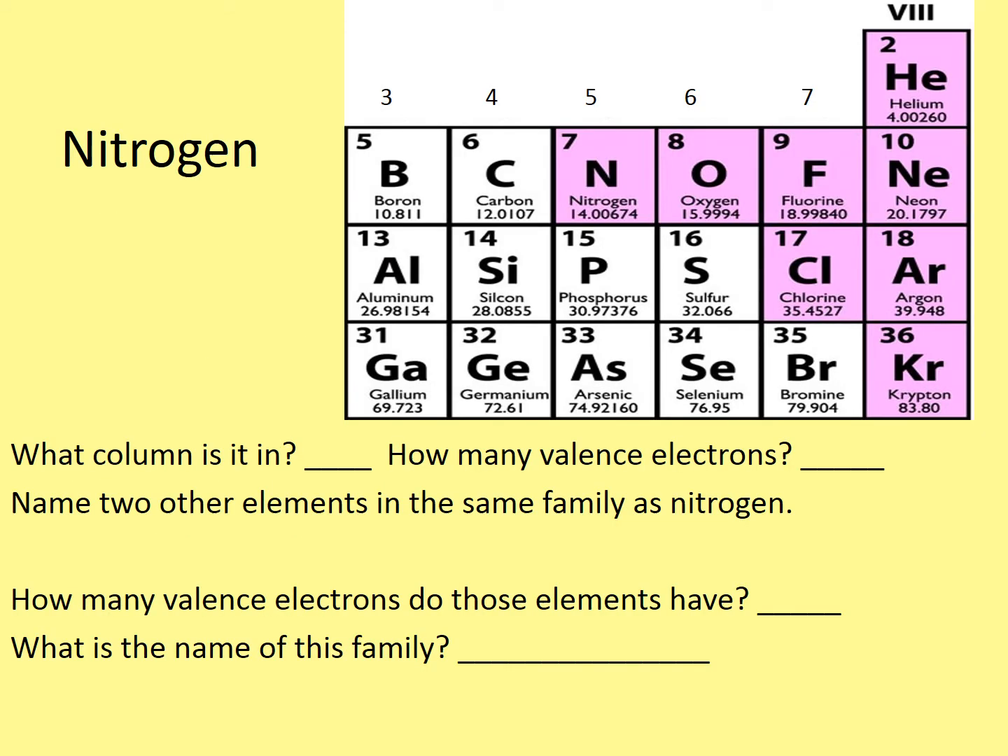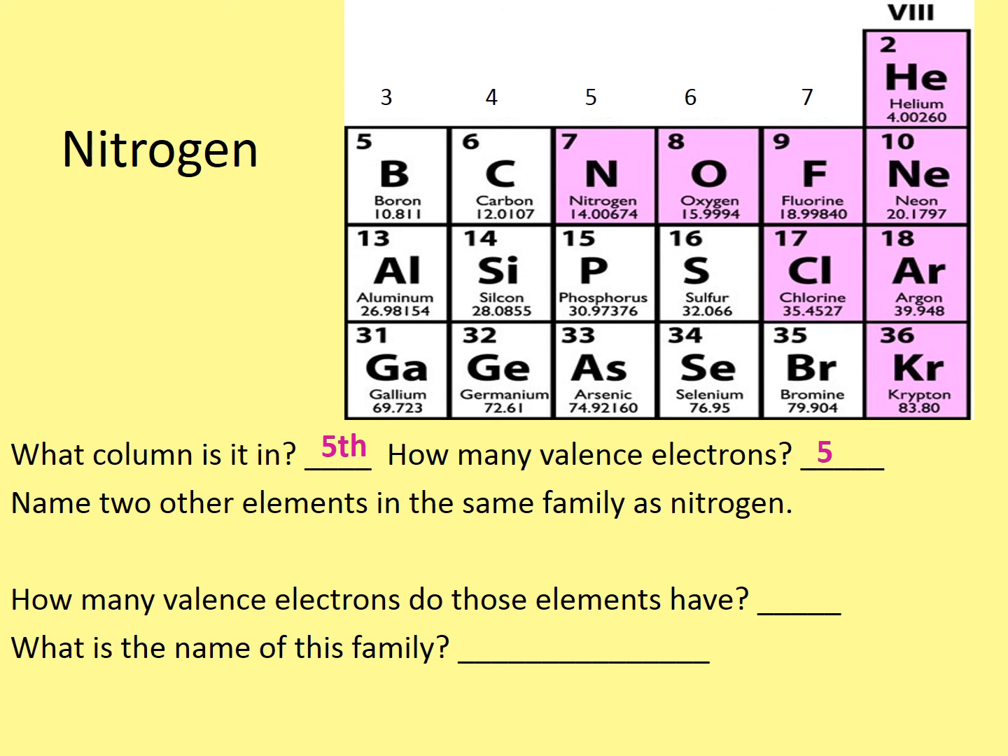So let's practice what we've learned today. So first of all, find the element nitrogen. Now, I don't have the whole periodic table there, so I do have the column numbers up above it. So what column is it in? It's in the 5th one, right? So how many valence electrons does it have? It has 5, because remember, that's the significance of the column.